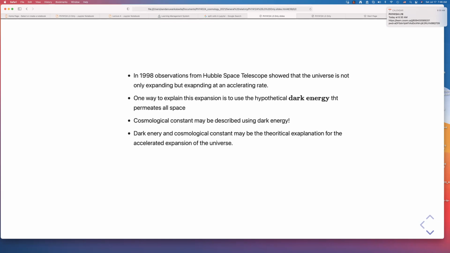However, now we have a different scenario: we found that this expansion is an accelerating expansion, and because of that we need something. They have this hypothetical dark energy now that permeates all this space. Now to explain the dark energy, we may need the cosmological constant again, right? And because of that, Einstein may be correct.